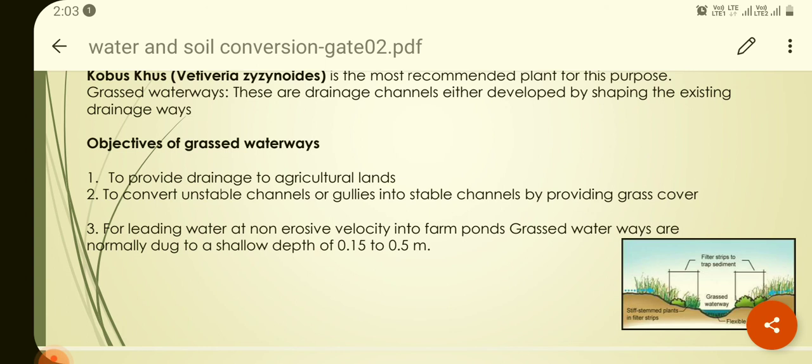So this was all about soil and water conservation measures.